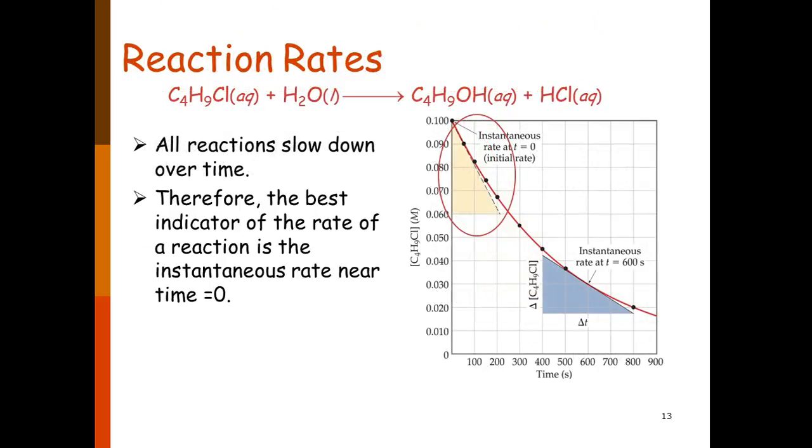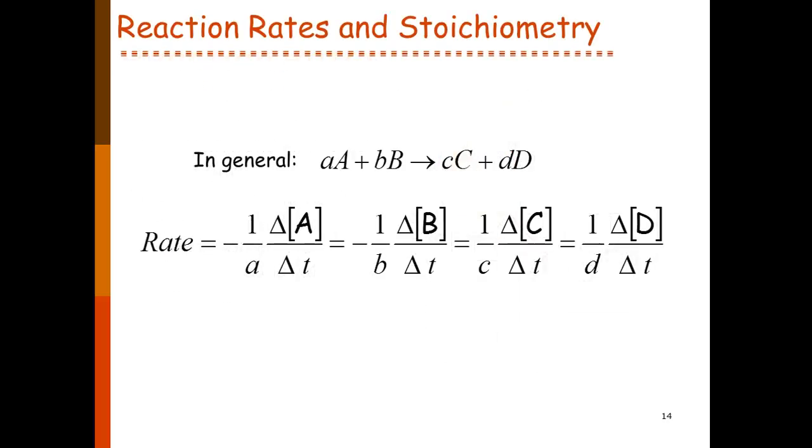So I can see that if I look at the instantaneous rate at time equals 0, it'll be a little bit faster than the instantaneous rate at time equals 600 seconds. And that is what typically happens, where the reaction rate slows over time. If I relate the reaction rate to the balanced equation, I will get something like this.